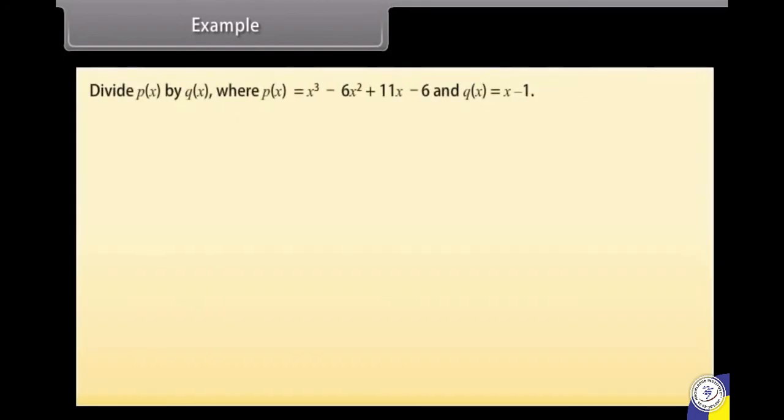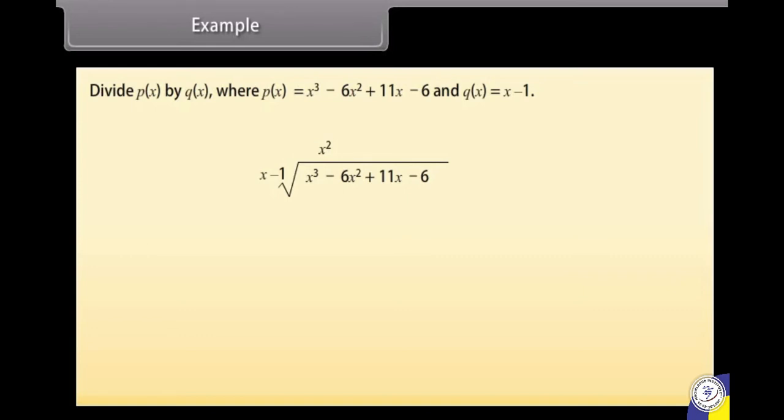Example: divide p(x) by q(x), where p(x) is equal to x cube minus 6x square plus 11x minus 6, and q(x) is equal to x minus 1. We can write it this way also. The next step is to divide the first term of the polynomial. The first term should be the one with the highest power by the x part of the factor. In this case, you divide x cube by x to get x square, which you then write at the top of the division bar. Next, you multiply the term that you wrote at the top by the entire divisor.